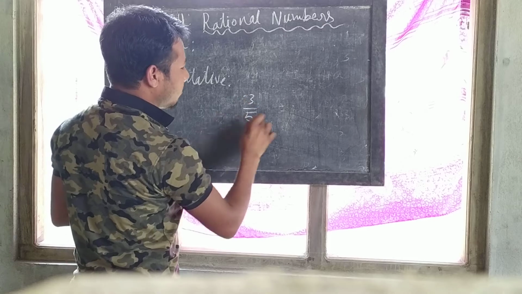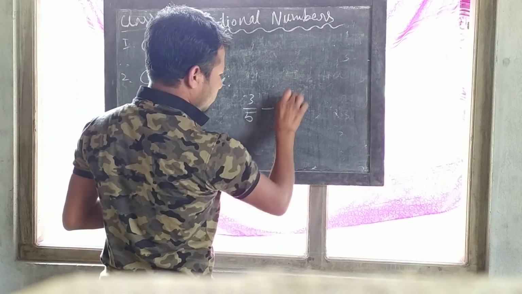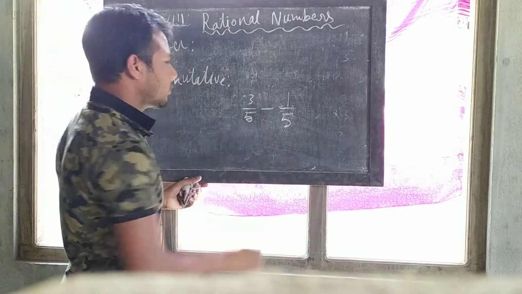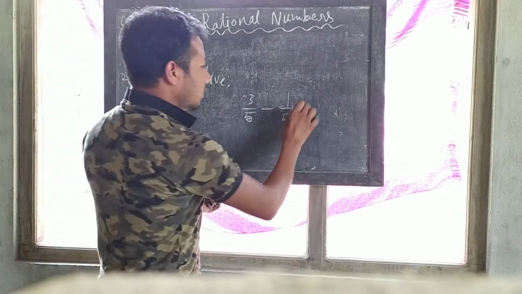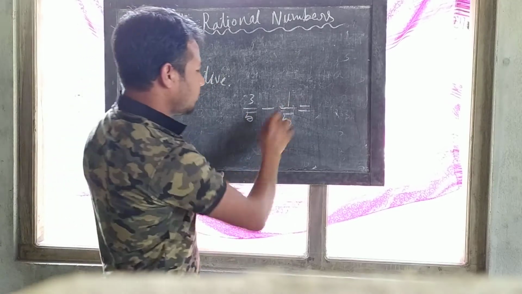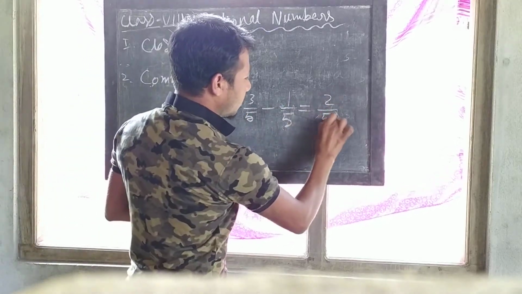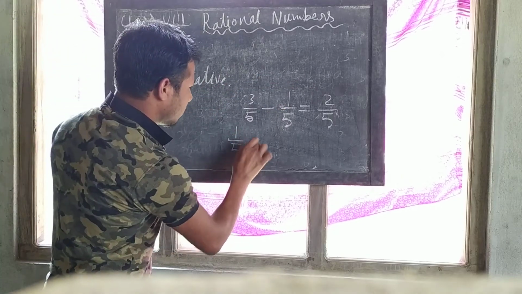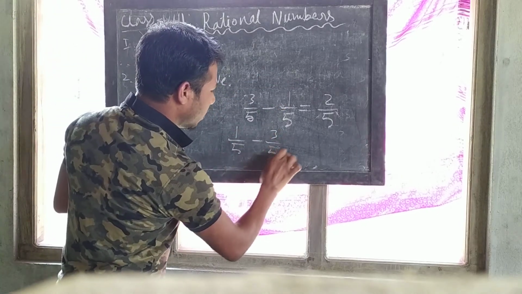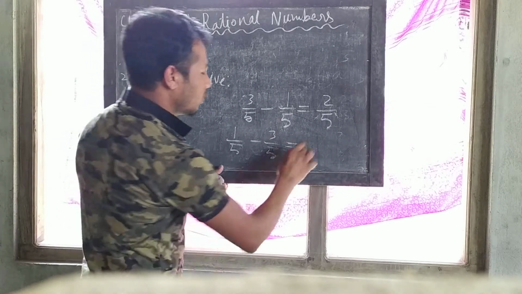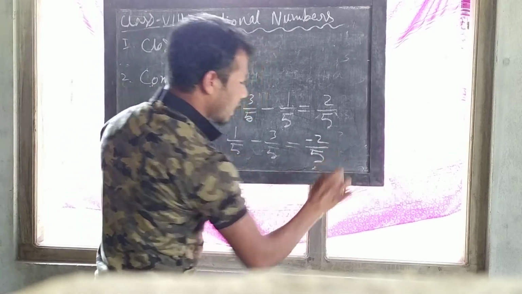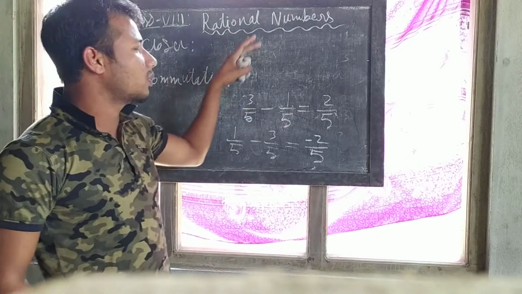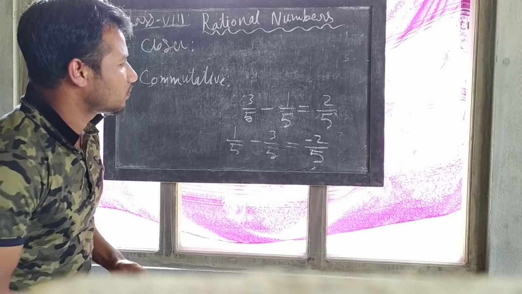suppose 3 by 5 minus 1 by 5. If we subtract this, this will equals to 2 by 5. But if we change the order, 1 by 5 minus 3 by 5, that will be different value. Minus 2 by 5. So these two are not equal. Therefore, rational numbers are not commutative with respect to subtraction.